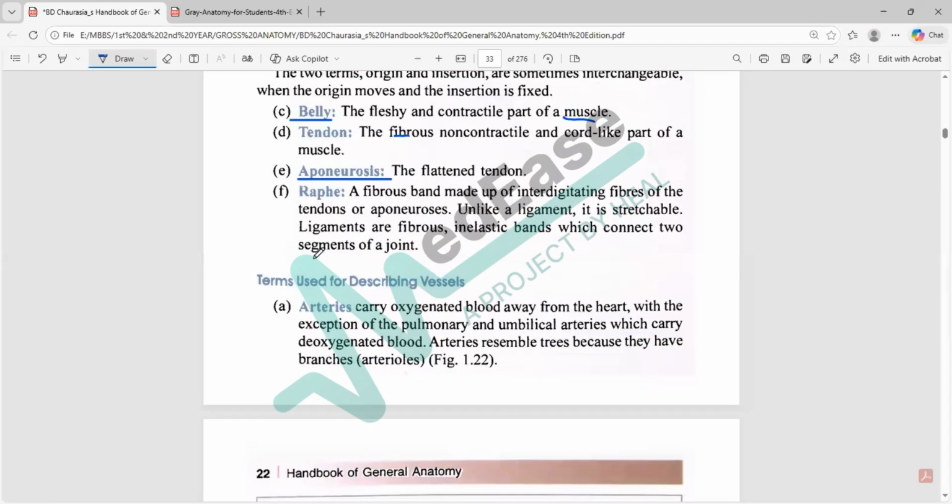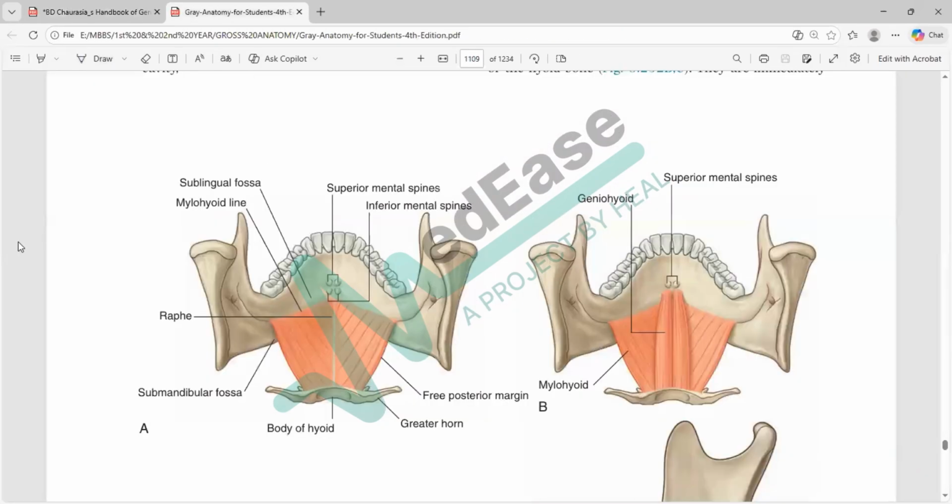Next, we have the term raphe. The raphe is a fibrous band present between the two interlacing fibers of the muscles. For example, for the floor of the mouth, we have the mylohyoid muscle, which has a raphe. Let me share a diagram with you, so it will be helpful for you to visualize it. Here you can see this is our raphe. You can appreciate it: the mylohyoid muscles with the midline raphe.